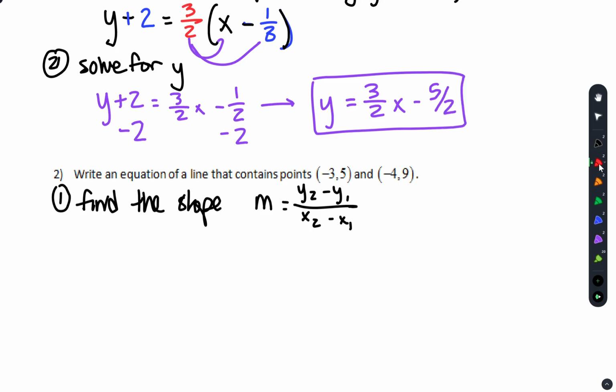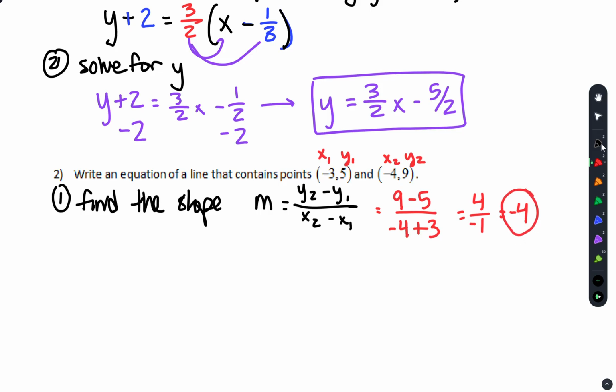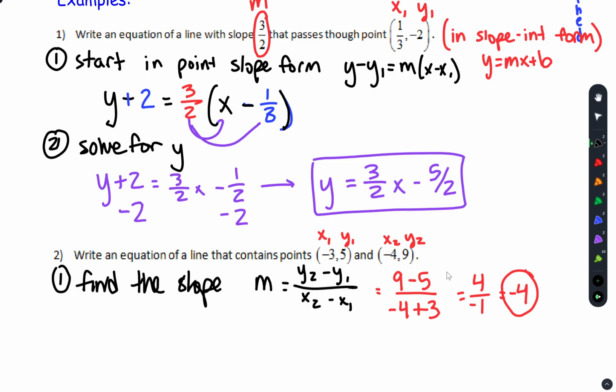I'm going to label my 2 points, x1, y1, x2, y2, just to keep it all together. So I have 9 minus 5 over -4 minus -3, so plus 3 really. So my slope is -4. We are all here, yeah, we agree. And then we just repeat what we did in that last problem.